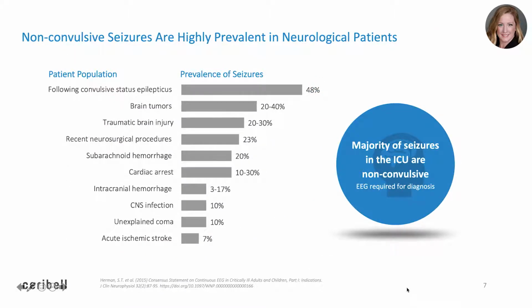The majority of seizures in the ICU are non-convulsive. In my 20 years of bedside experience, I can say I have never actually witnessed a convulsive seizure in the ICU. To understand which patients are at risk, I challenge you to review this list. I divide this list into two buckets, the first being patients following a convulsive seizure. Did you know that if the patient does not return to baseline within 10 minutes, you should consider non-convulsive seizure?